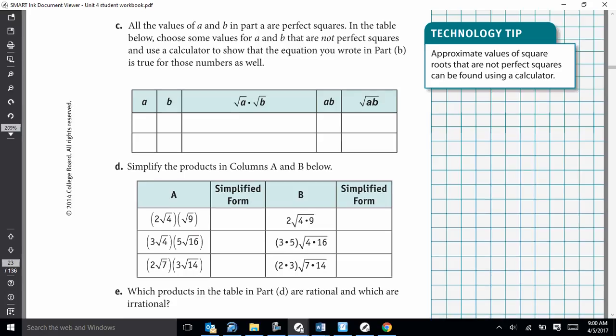All right, so all of the values of A and B in part A are perfect squares. In the table below, choose some values for A and B that are not perfect squares and use a calculator to show that the equation you wrote in part B is true for those numbers as well. So we're gonna just pick some numbers and then two of you will put yours up there.